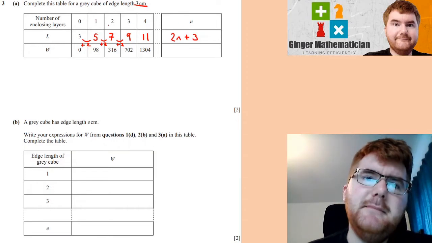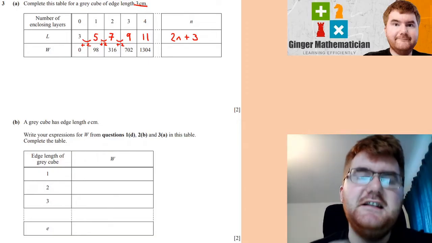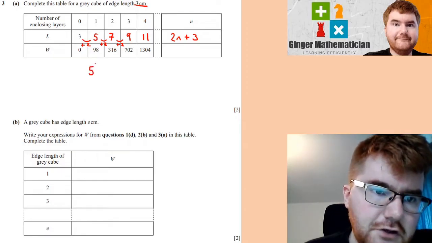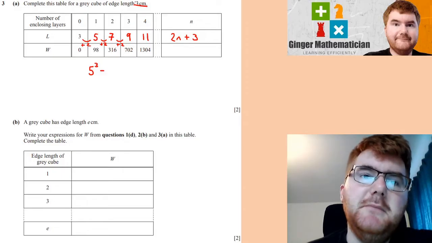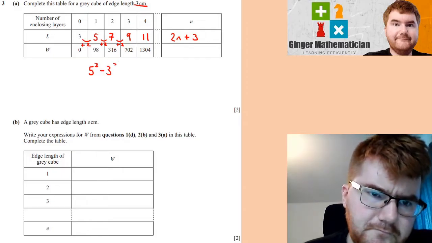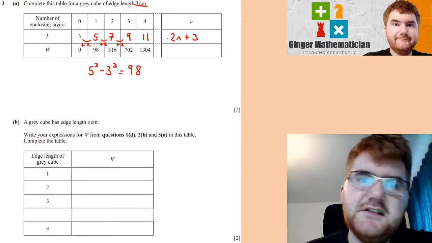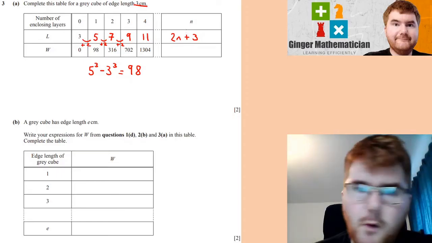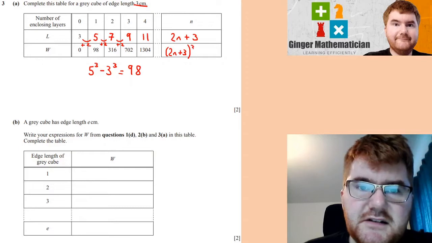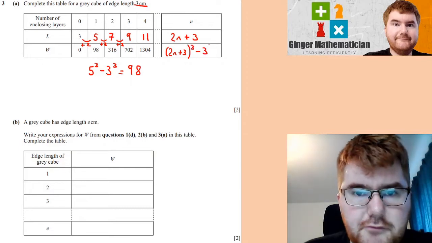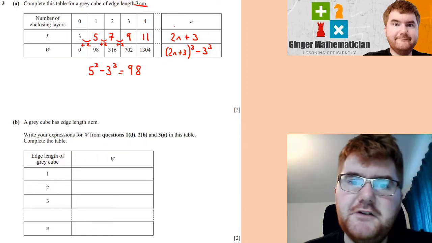And again, we go through the same logic that we looked at in question 2. So the way we actually work out the 98 in this case is we do 5 cubed, and then we minus the volume of the cube in the middle, which is going to be 3 cubed. And if you do this on the calculator, you'll notice this does come out at 98. So using the nth term here in a similar way to what we did before, we take the 2n plus 3, we cube it, and then we minus, in this case, 3 cubed, because we have a grey cube of edge length 3 centimeters in the middle.